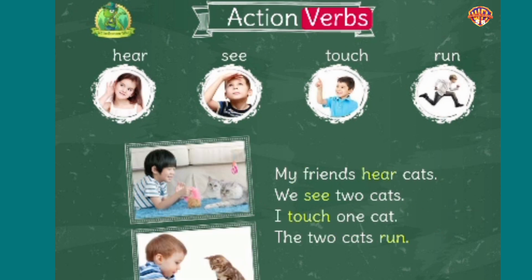Action verbs. Hear, see, touch, run. My friends hear cats. We see 2 cats. I touch 1 cat. The 2 cats run.